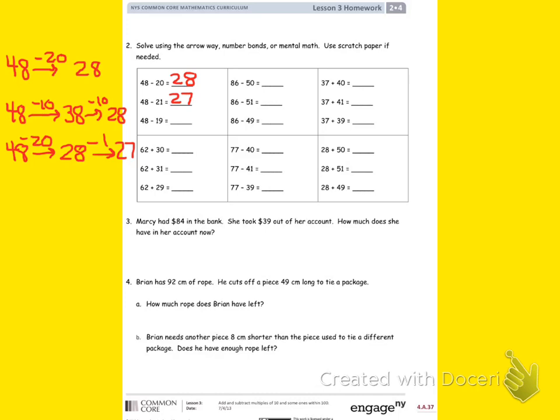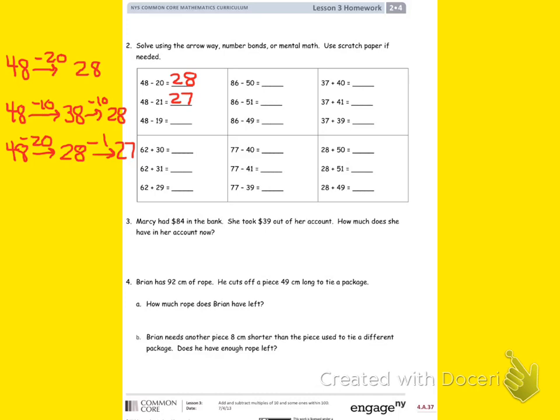Again, if you didn't know that 48 minus 20 is 28, you could say 48 minus 10 is 38, minus 10 is 28, minus another 1 is 27, because 21 is the same thing as 2 tens and 1 one.